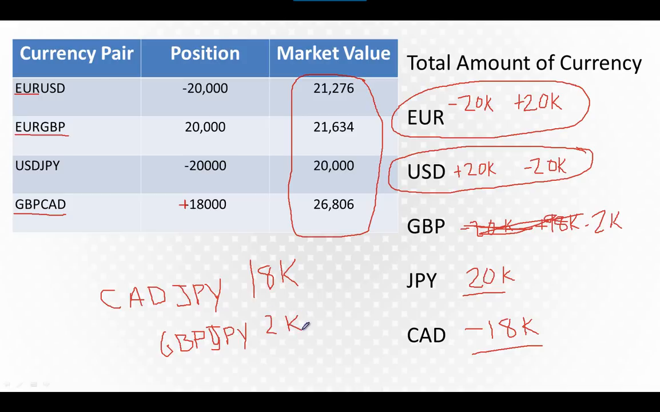Look at that. This trader thought they had all this exposure. Wow, I've got 80,000. I almost have a whole lot in the market. Wow, look how smart I am. No, you don't. You have 20K of exposure in the market. That's it.